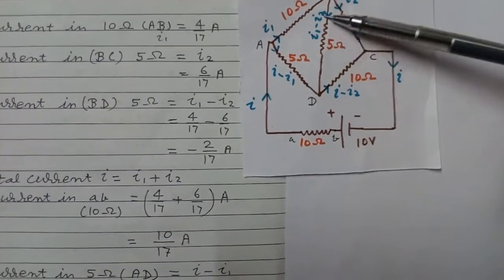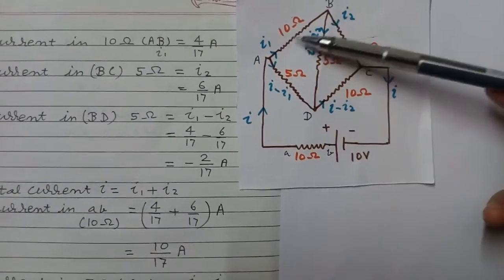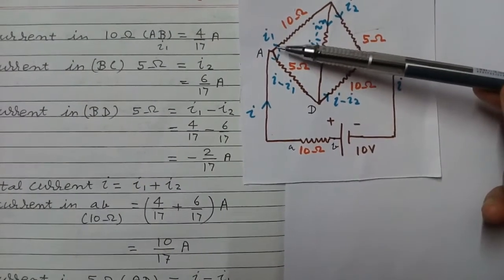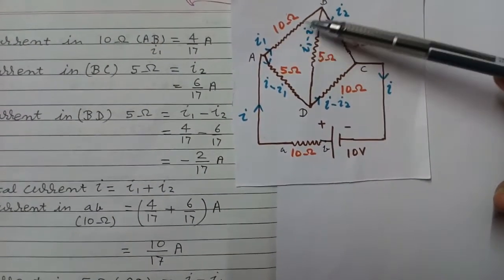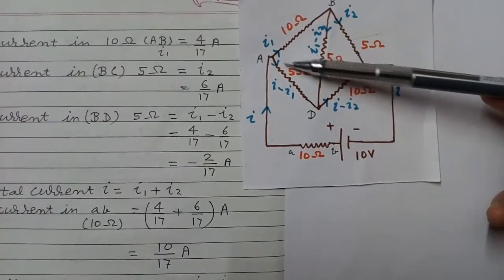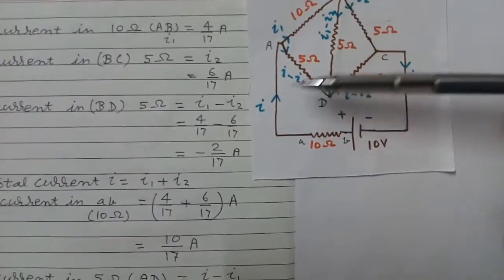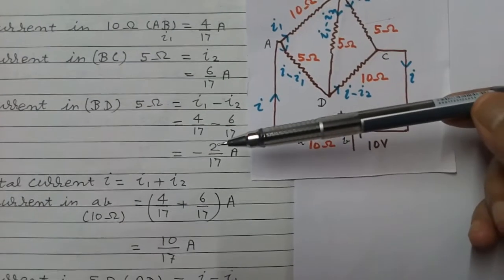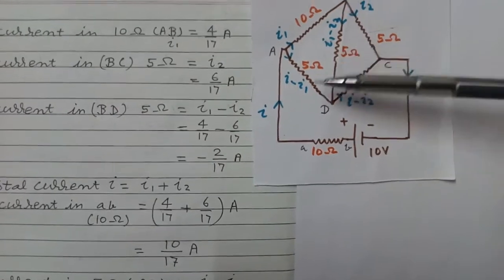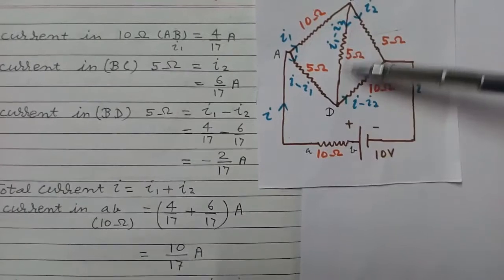So the current direction we had assumed is coming out opposite. The reason is this: A to B resistance is 10 ohm and A to D resistance is 5 ohm. So potential drop along this arm is more at point B as compared to potential drop along this arm AD. So D is at higher potential as compared to B. So here current is minus 2 upon 17 ampere. So if while solving a numerical the direction of current comes out negative, it means the current is flowing opposite to the direction we had assumed.